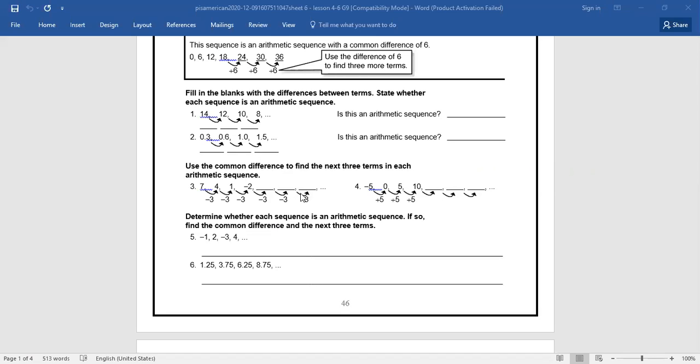We'll do negative 2 minus 3. Negative 2 minus 3, yes. Because you want to find what? Here in this question, he already mentioned the common difference. So the question is not to say whether this is arithmetic or not. Agree with me? The question says to use the common difference to find the next three terms in each arithmetic sequence. So already he said that it's arithmetic and he mentioned the common difference, and he's looking for the next three terms.